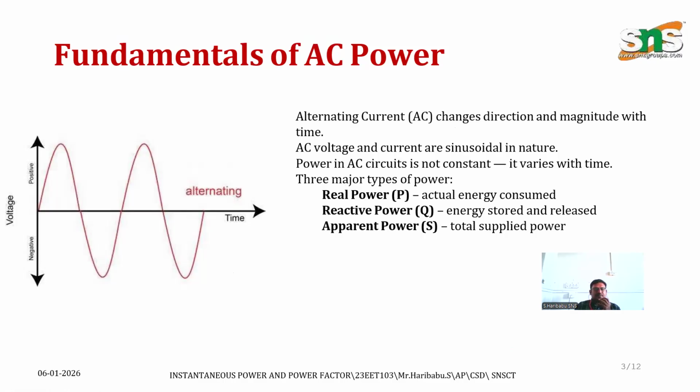It varies with time. The three major types of power are real power, reactive power, and apparent power. What is real power? Actual energy consumed. Next is reactive power. Reactive power is energy stored and released, so energy is stored and then released out. Next is apparent power, the total supplied power. So, energy consumed, energy stored and released, and total supplied power. These are the things we are going to see in fundamentals of AC power.